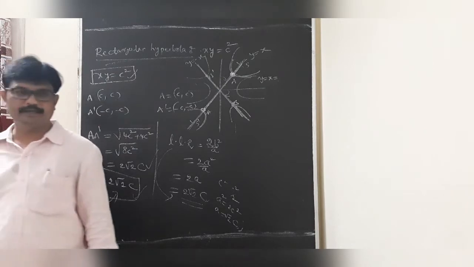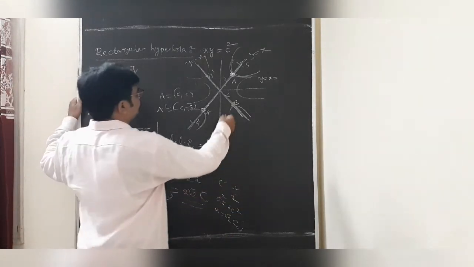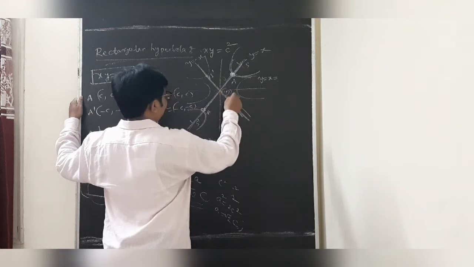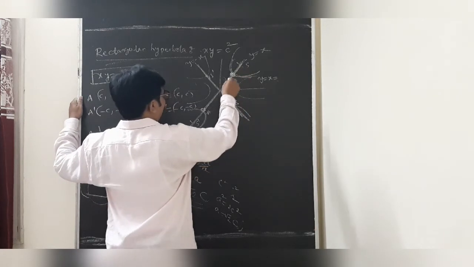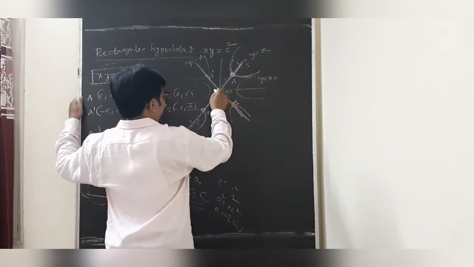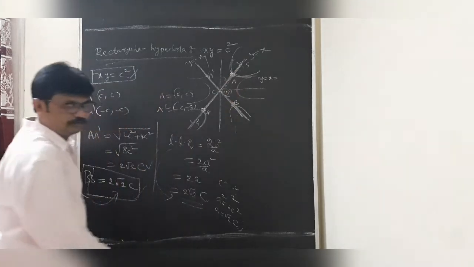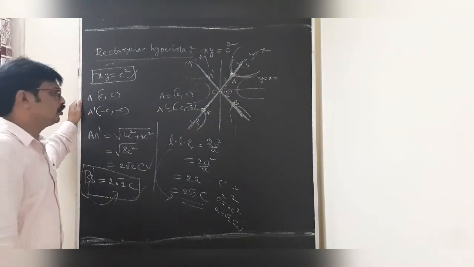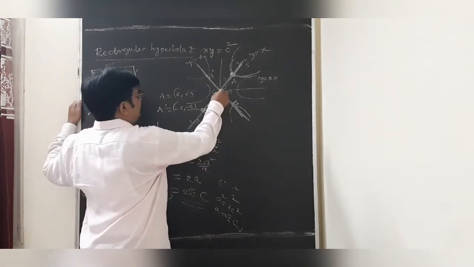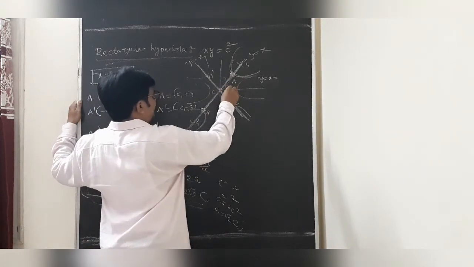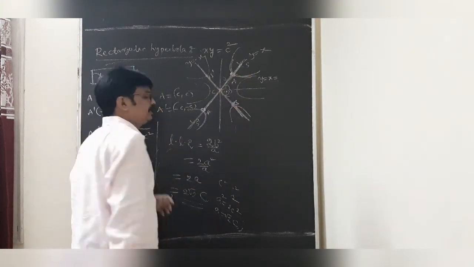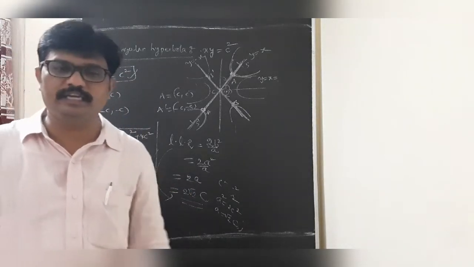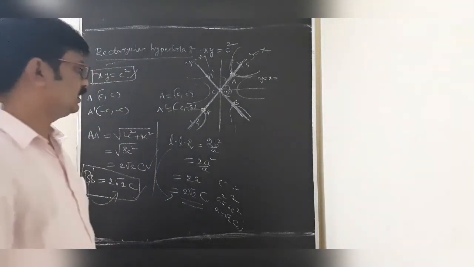Now students, foci. We observe this is the origin (0, 0). The distance between the focus and the center, we know, is ae. So by taking the parametric form, this line is making an angle of 45 degrees.